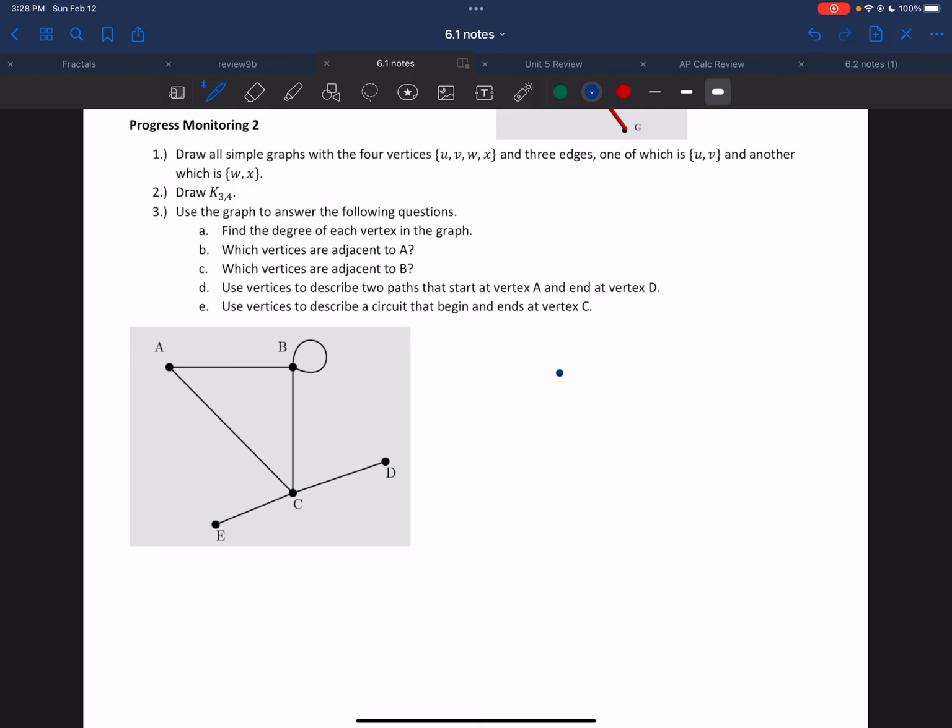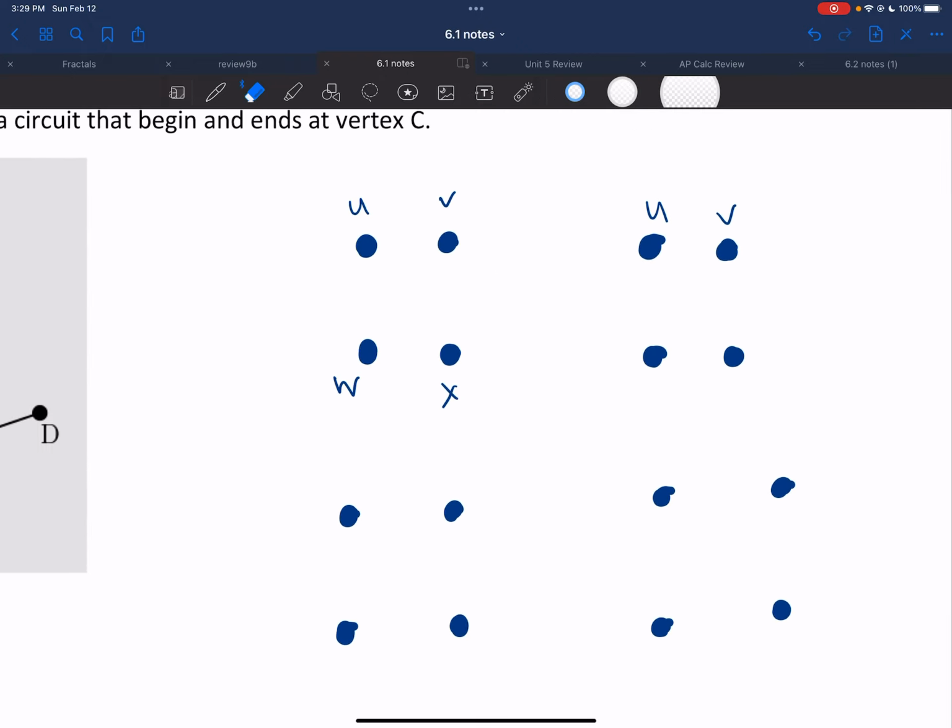So 1, 2, 3, 4. 1, 2, 3, 4. 2, 3, 4. And if we need more, I'll go ahead and make more. But I should have U, V, W, X. Okay, so now I have 4 vertices.